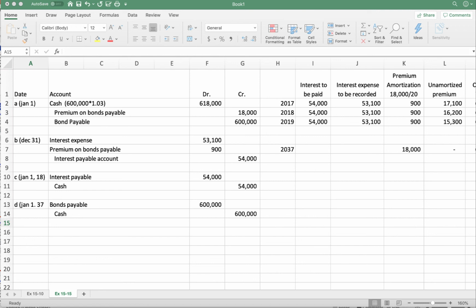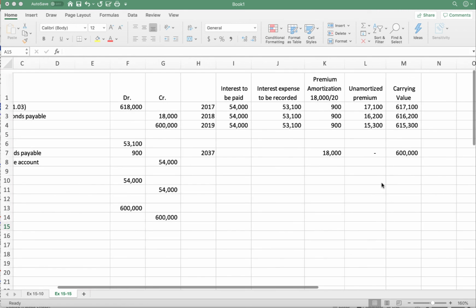And that's pretty much all we need to do for this problem. Now, when we come back in our next video, I want to work on exercise 15-14, and that deals with leases. Okay, so tune back in for that one.